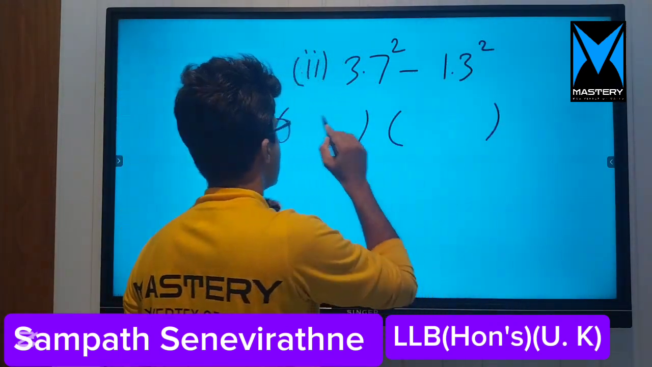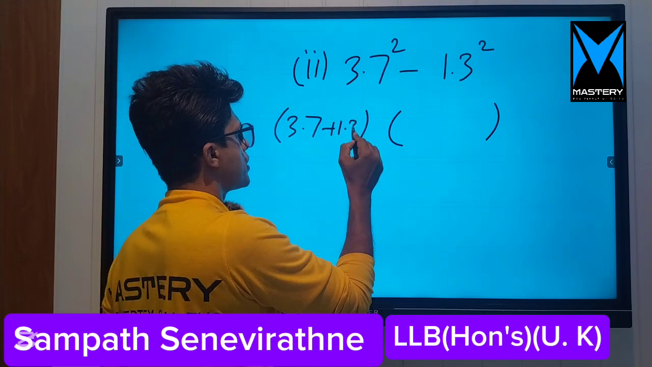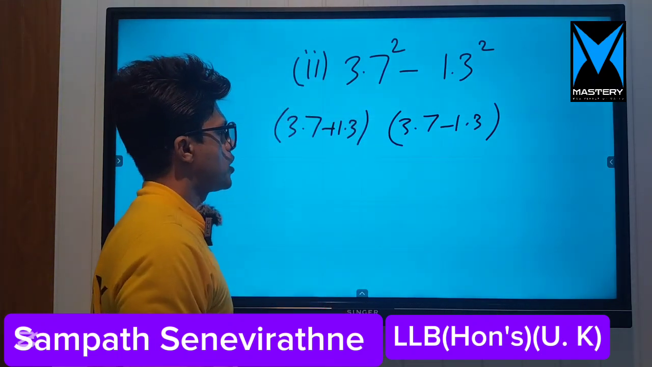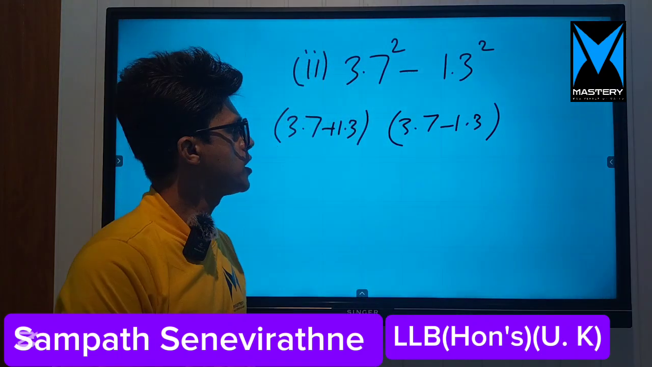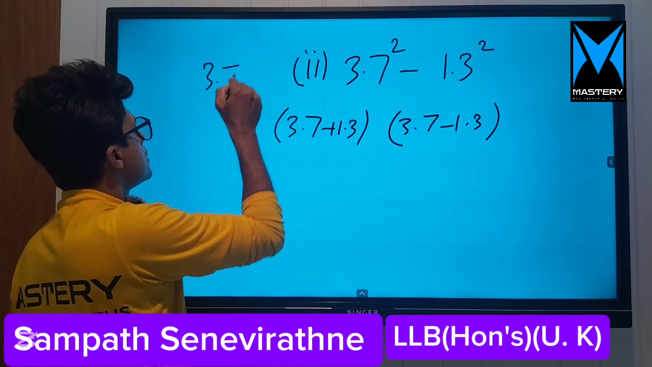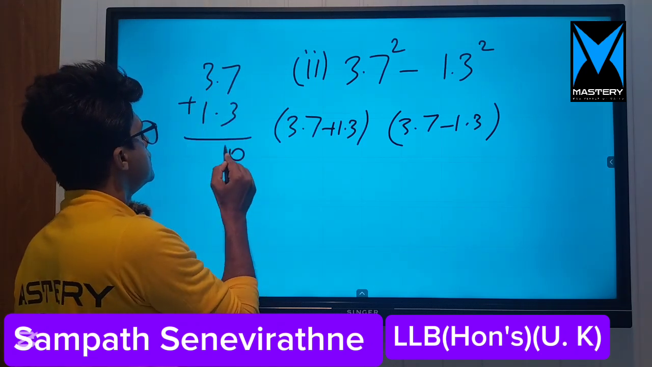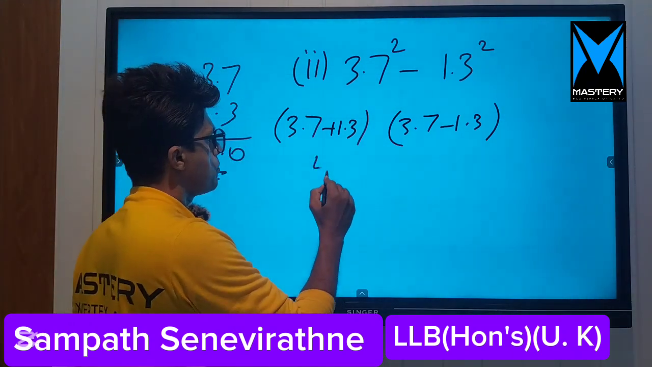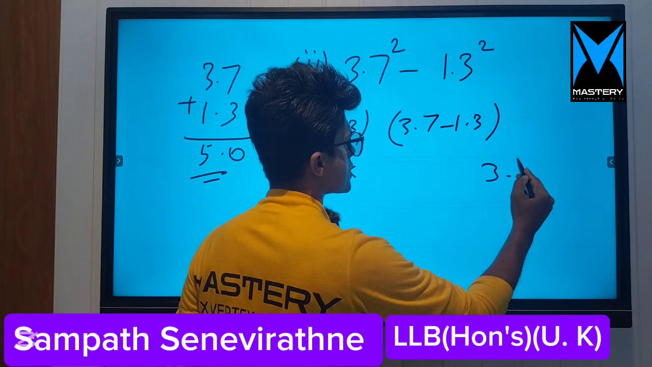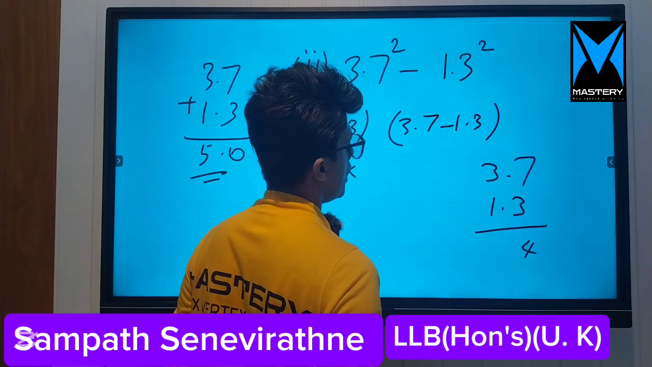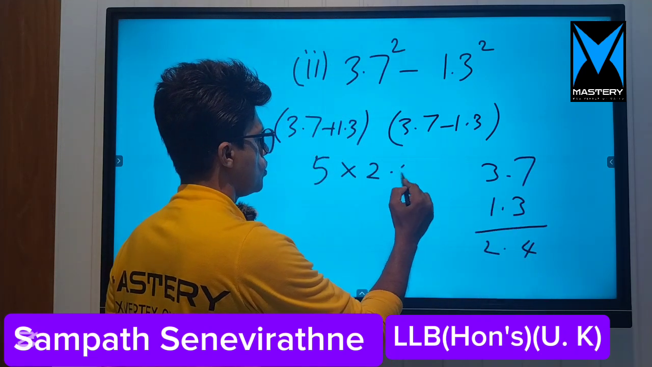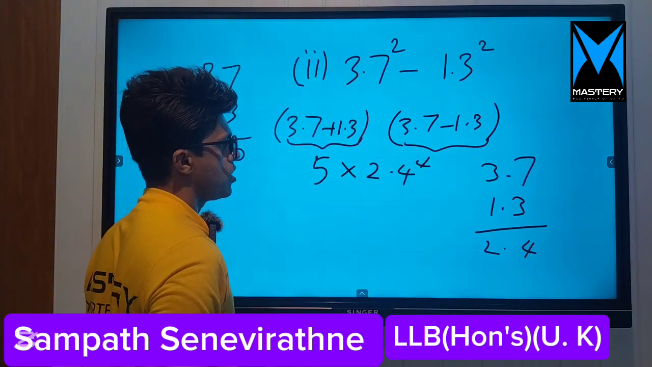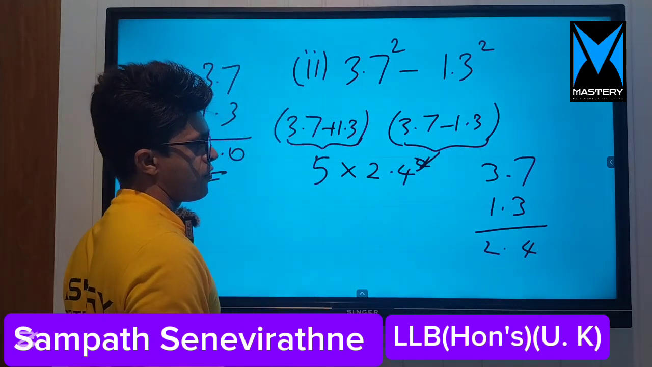So this can be factorized as 3.7 plus 1.3, the other one 3.7 minus 1.3. 3.7 plus 1.3 times 3.7 minus 1.3. 3.7 plus 1.3 gives the answer 5. 7 plus 3, 10, remaining is 1, 3 plus 1, 4 plus 1, 5. 5.0 means 5. Then 3.7 minus 1.3: 7 minus 3, 4, 3 minus 1, 2.